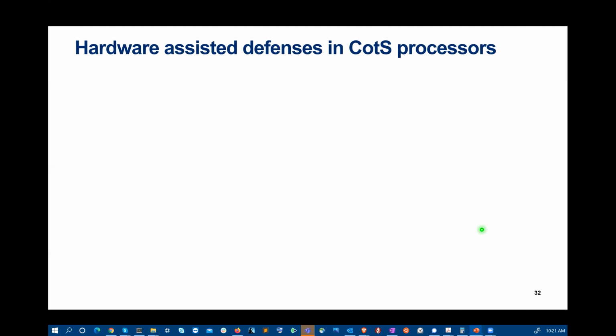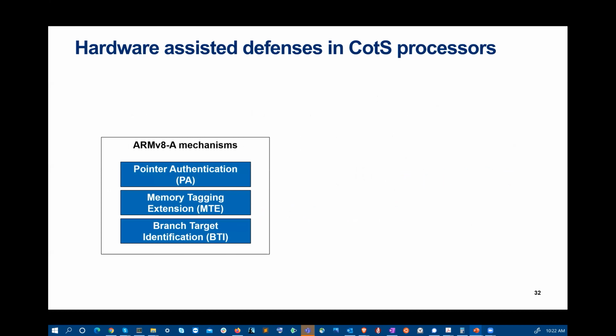So the development that motivates the second part of this talk is that there are some hardware-assisted defenses being rolled out in off-the-shelf processors by processor manufacturers. ARM has a number of hardware primitives that they have been rolling out. Pointer authentication is already on in processors that are used by Apple. Memory tagging extensions was announced a year and a half ago, and presumably it will show up in future processors. And similarly, branch target indication.